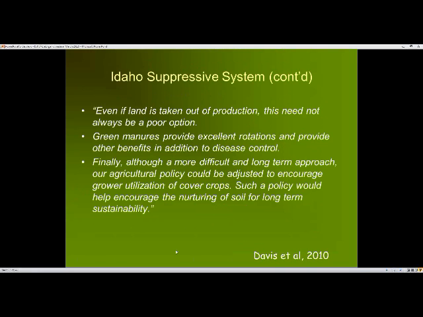And then he says that in the future, you may be able to create an economically viable system that did at least have 1 year in which you did not actually have a cash crop, because of the many benefits of utilizing green manures and rotations. And then also, potentially, in the future, we could have agricultural policies and subsidies that might support farmers in doing this in order to reduce pesticide use and improve soil sustainability.